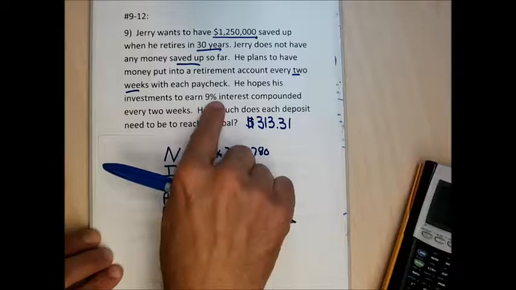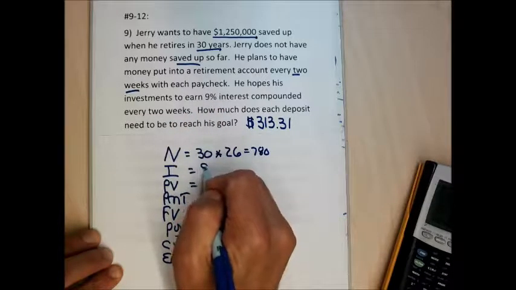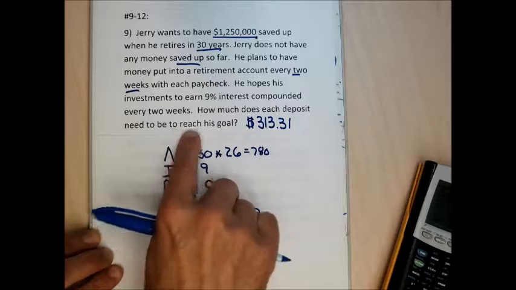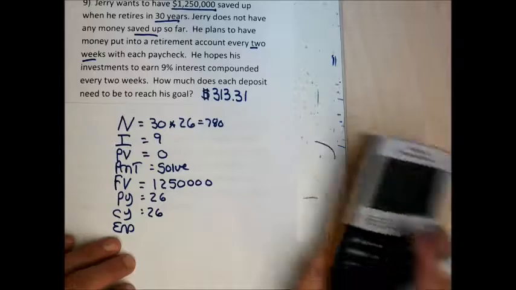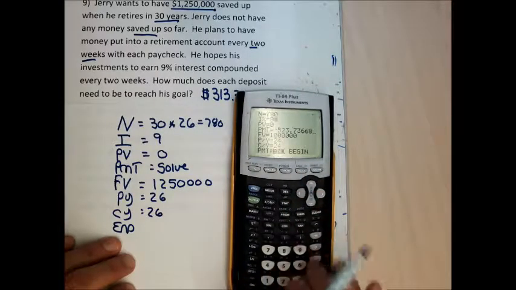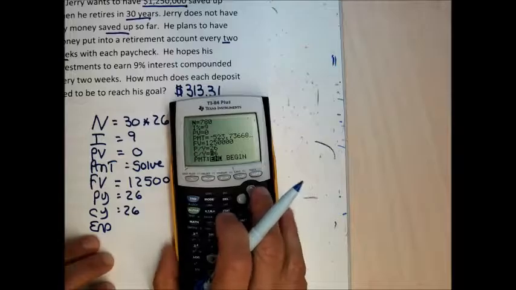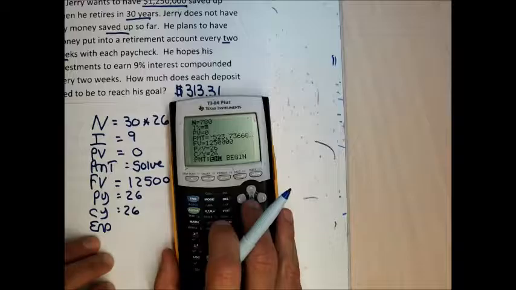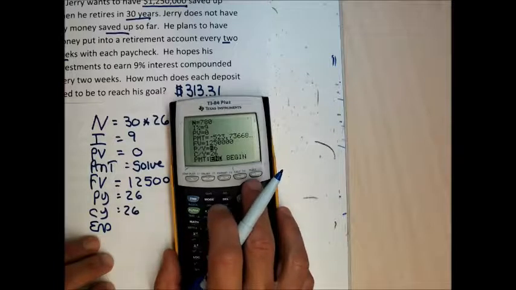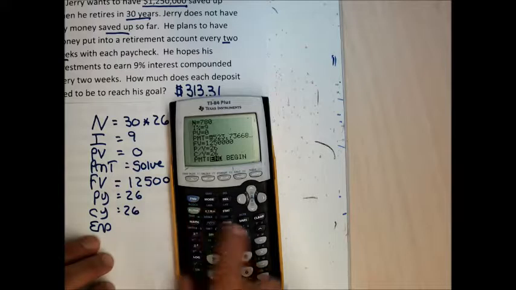He hopes his investment will earn 9% compounded every 2 weeks, so the I is 9%. How much does he need to deposit to reach his goal? I'm going to solve for the PMT and hopefully get to the right answer. So I put everything on here that I thought needed to be on here. I have 30 times 26, or 780, for the N, 9 for the I, 0 for the PV. I skip over the PMT temporarily, put the 1,250,000 in for the FV, 26 for the PY and the CY, and then alpha and enter.